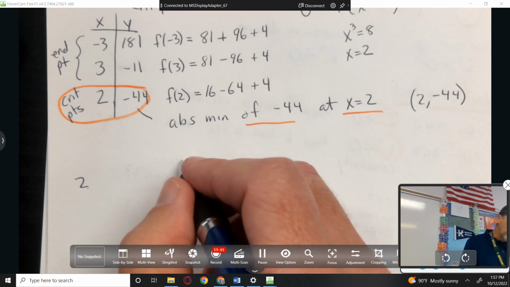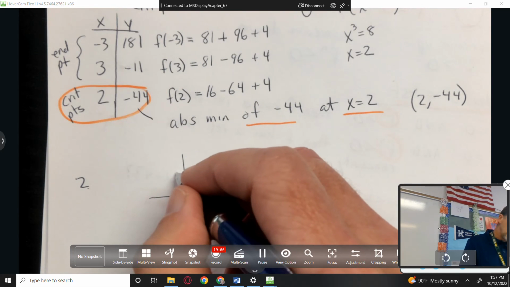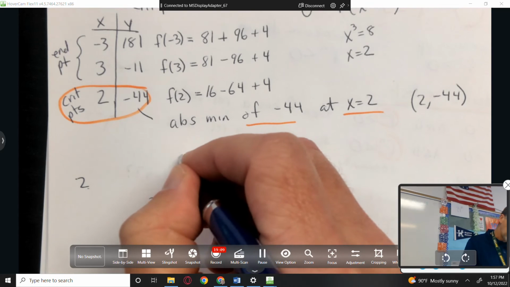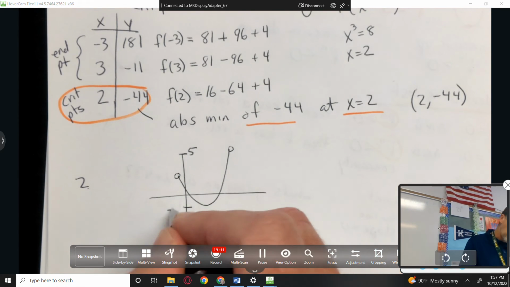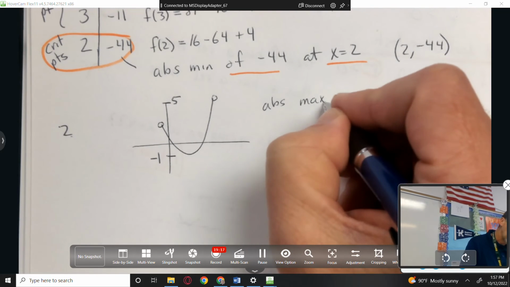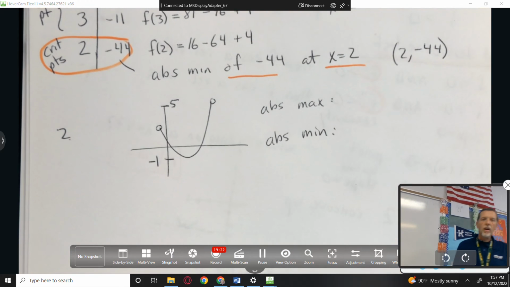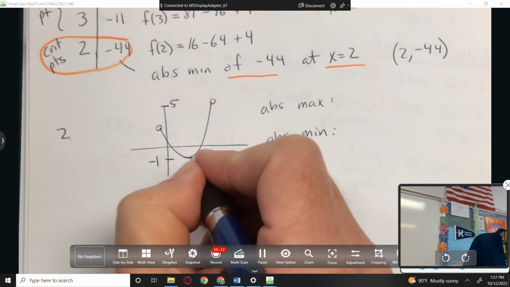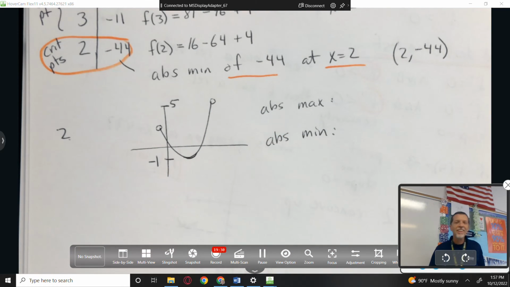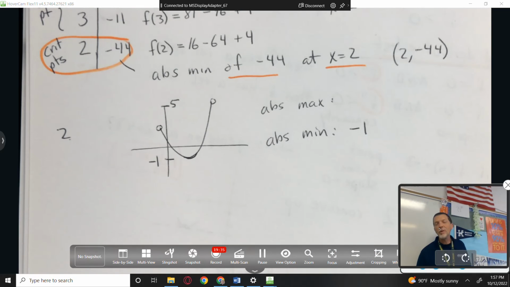All right, the only other thing you have to worry about with absolute min and max is them trying to trip us up. Almost done. All right, what's the absolute min of that problem? Assuming that my picture is nice there, -1 at whatever. So the minimum is at -1. I don't know where it happens, but the minimum is -1. And then max is 5.